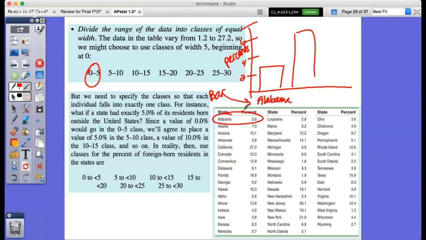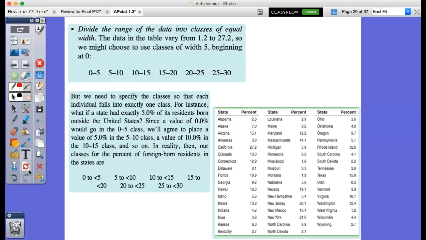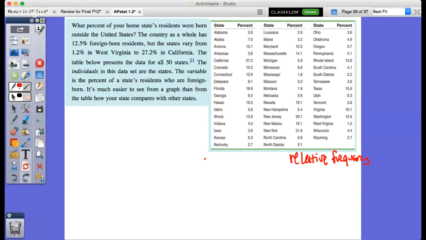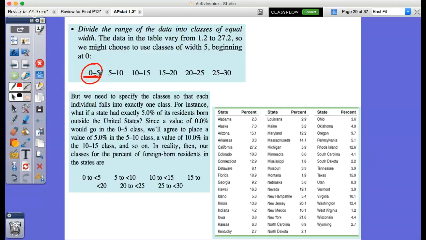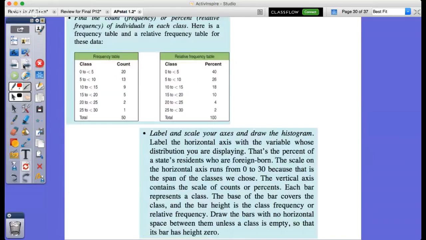What we're going to do instead is create a histogram, which is now quantitative, by saying how many states are between 0 and 5%. We're talking about the residents who were born outside of the U.S. We're saying how many residents have a percent between 0 and 5. So we would simply count them: 1 state, 2 states, and we would go all the way through. Once we do that, we would then count those out.